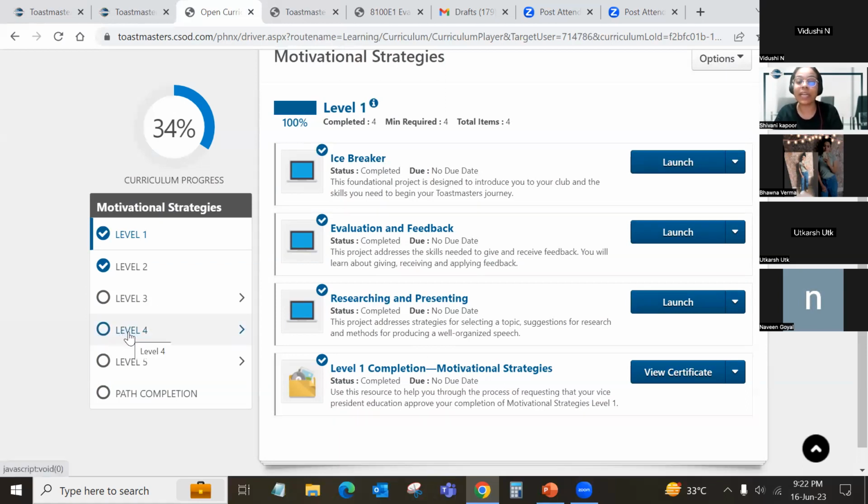But if someone is at level 4, we would definitely prefer to have someone experienced. It's okay to have a level 2 evaluator also for a level 4 speaker. It's regardless, because in Toastmasters, it's not about which level you are at. It's about getting feedback from anyone who is good at evaluation. That's it. But there are certain projects which are quite tricky, which require some sort of experience.